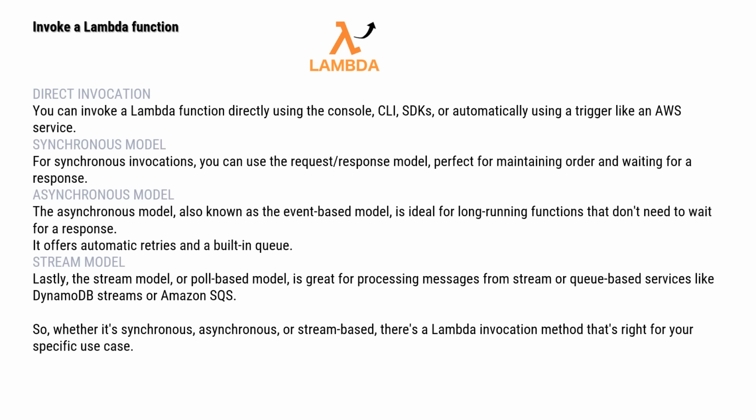Looking to invoke a Lambda function but not sure how? Let's explore the different ways you can do it. You can invoke a Lambda function directly using the console, CLI, SDKs, or automatically using a trigger like an AWS service. For synchronous invocations, you can use the request-response model, perfect for maintaining order and waiting for a response. The asynchronous model, also known as the event-based model, is ideal for running functions that don't need to wait for a response.